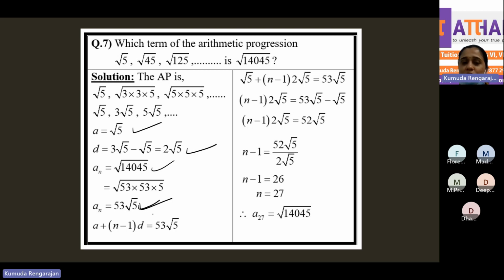So a_n is 53 root 5. Which means a_n, a plus n minus 1 into d, is equal to 53 root 5. Then substitute for a and d. Correct?